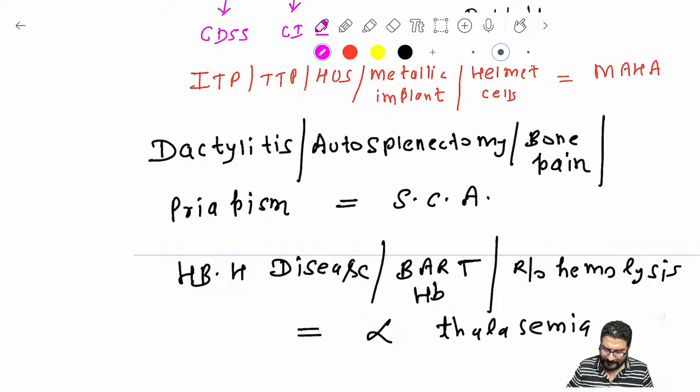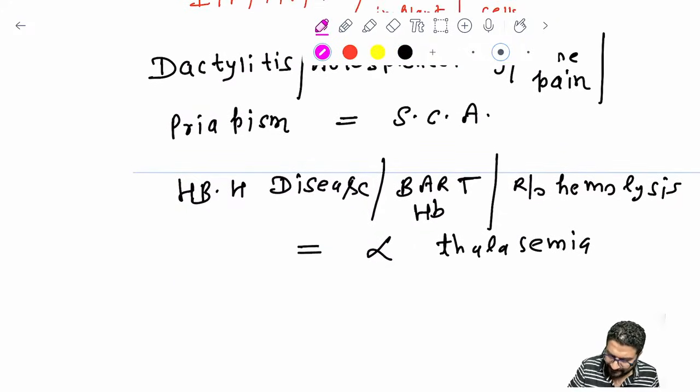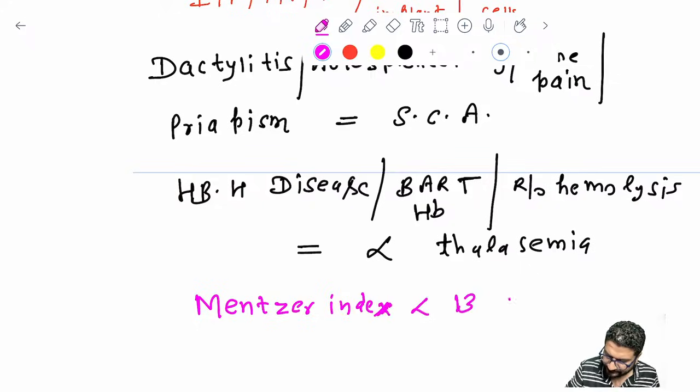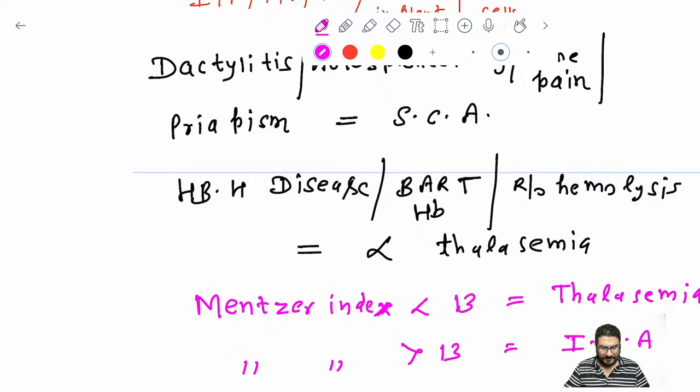And if you compare this with beta thalassemia, then remember, in beta thalassemia what they ask you is the Mentzer index, very very important. Understand, if the Mentzer index value is less than 13, more chance of thalassemia, and if this value is more than 13, then there is chance of IDA, iron deficiency anemia.